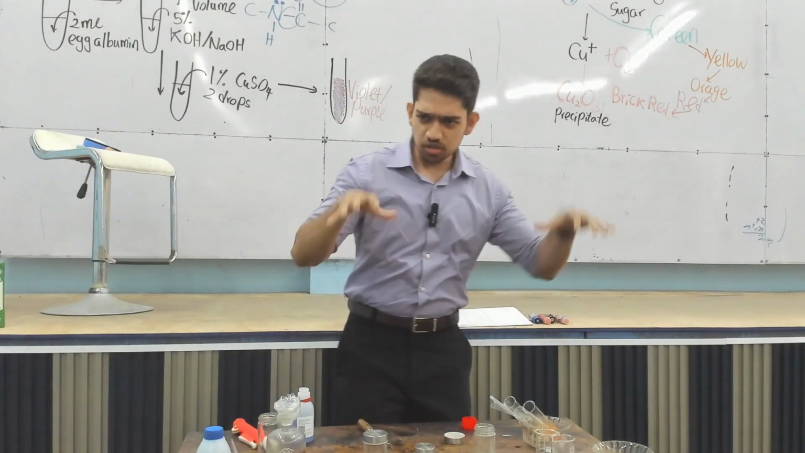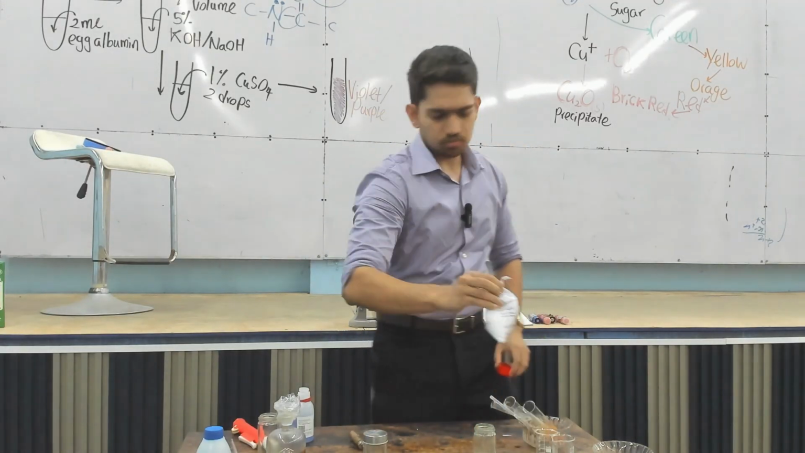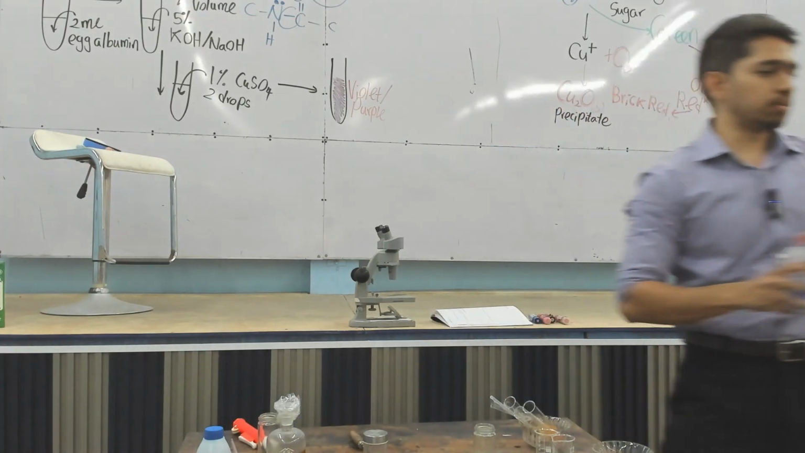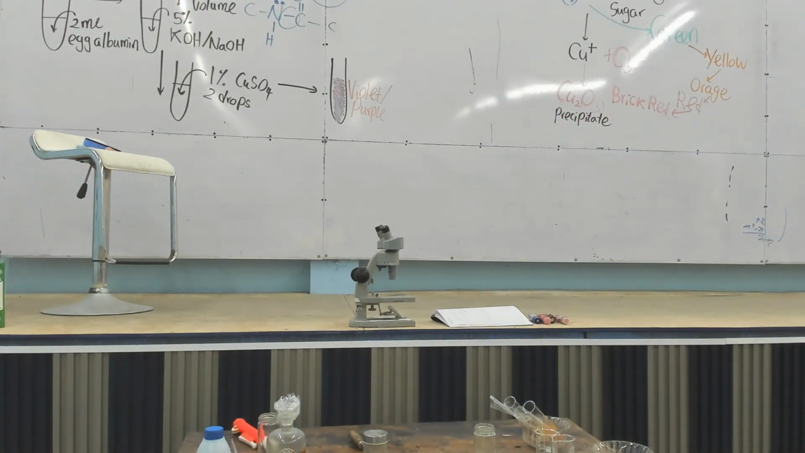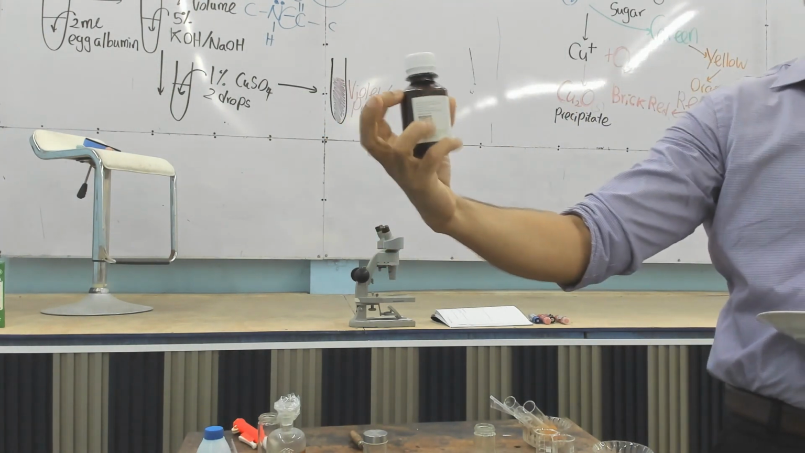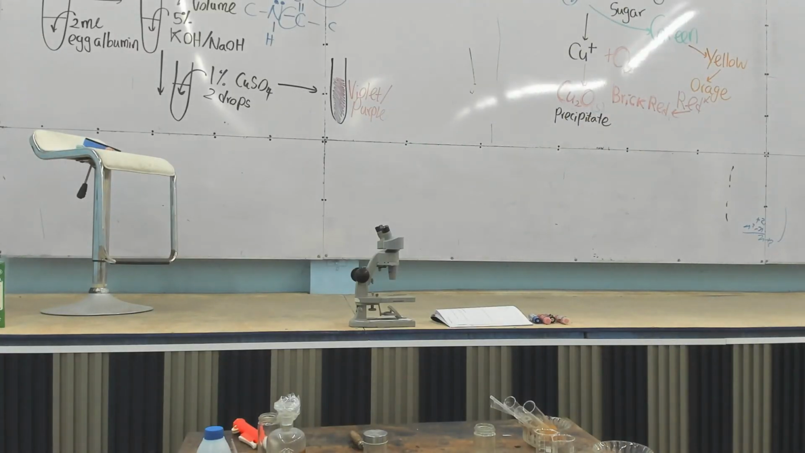Very simple test. I'll just do it and show you. So the chemical agent that we are going to use for this is iodine. Iodine in the form of potassium iodide, right? Iodine solution, right? What is the original color of this iodine? It is brown, okay, brown color.